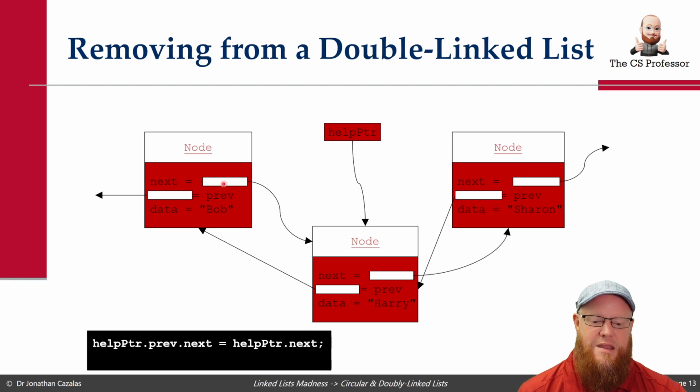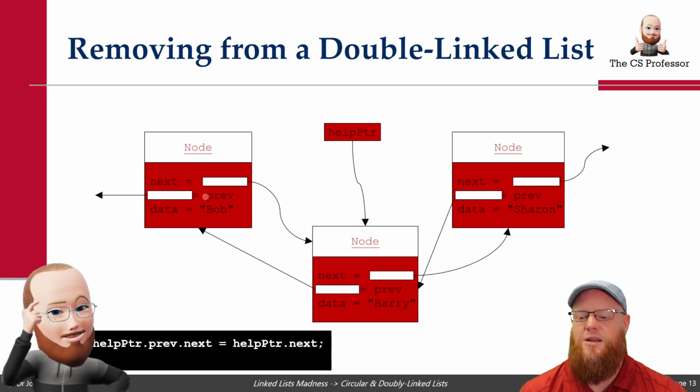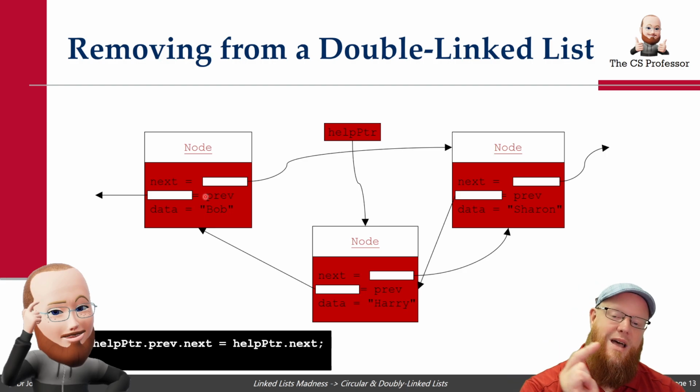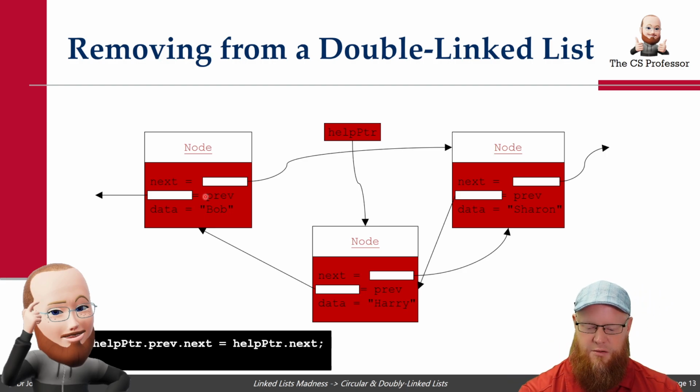How do we get to that next of Bob? Via help pointer. Help pointer dot previous, which is going to bring us back to Bob, dot next. And you're like, okay, that's big brain. I got that. And that's the consequence. Now Bob points directly to Sharon.